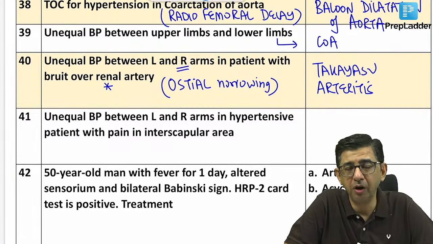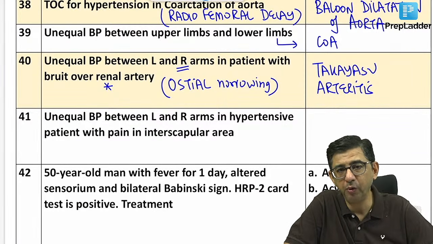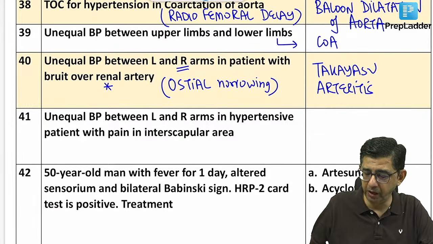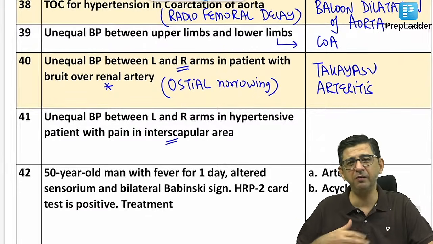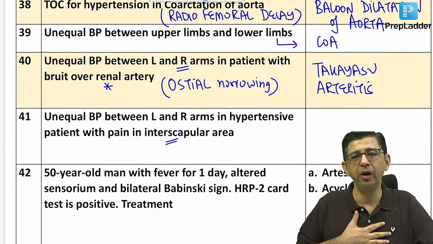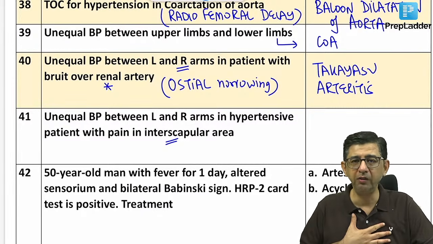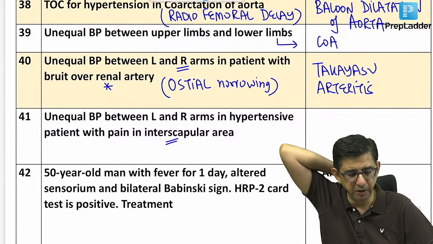Next is a question on unequal blood pressure between the left and the right arms in a hypertensive patient with pain in the interscapular area. Like the patient is having very severe chest pain. So asked him, put your hand on the chest wherever the pain is. He did not put his hand in the front. He put his hand like this in the interscapular area.